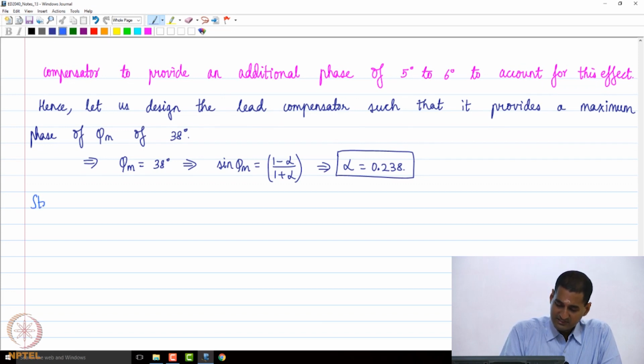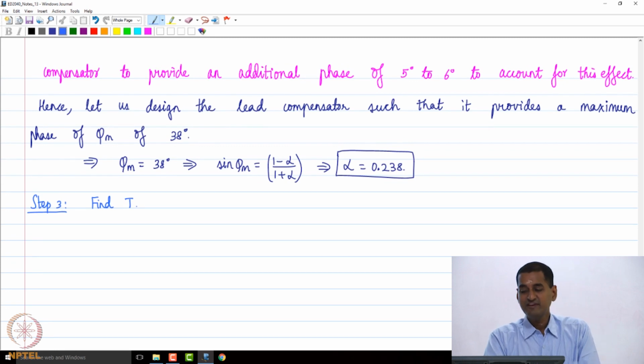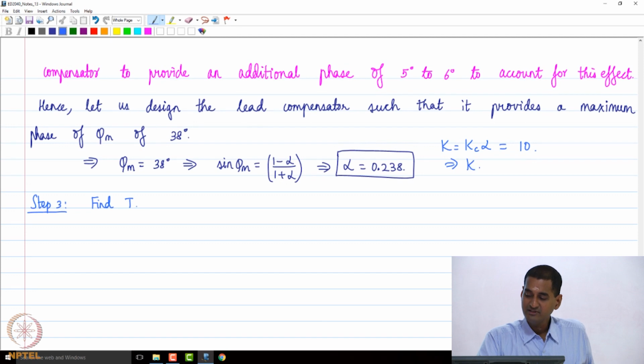Now, let us go to step 3. Step 3 is to find the value of T. So, in a sense we have found alpha. If we have found alpha, have we found Kc? Yes. So, if alpha is 0.238, immediately you note that K equals Kc alpha. What was K? 10, right. So, this implies that Kc is going to be 10 divided by alpha. So, immediately you will see that the value comes to around 42.02.